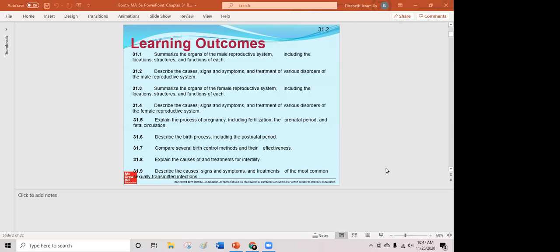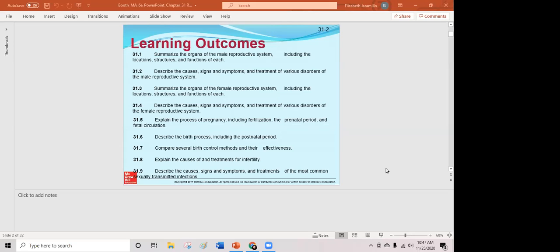Describe the causes, signs, and symptoms and treatments of various disorders of the male reproductive system. Summarize the organs of the female reproductive system and its location, structures, functions, etc. Okay, signs and symptoms, treatments of various disorders of the female reproductive system.